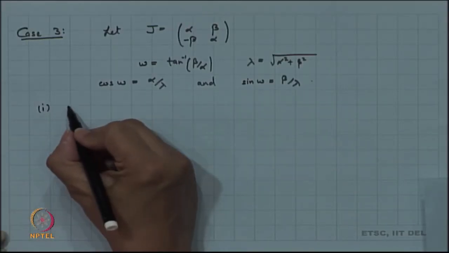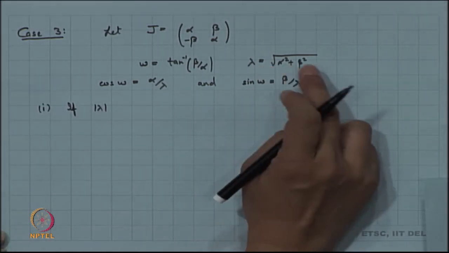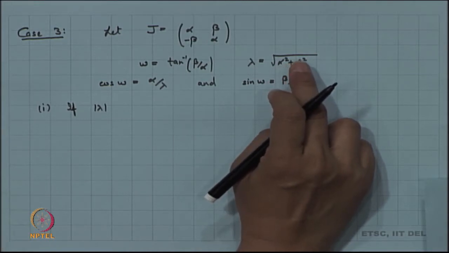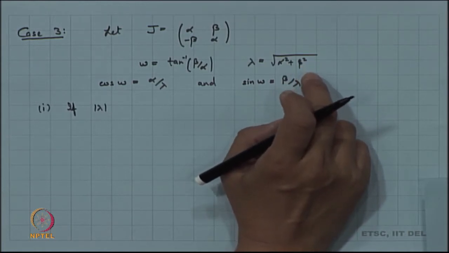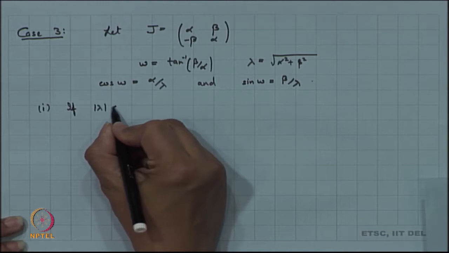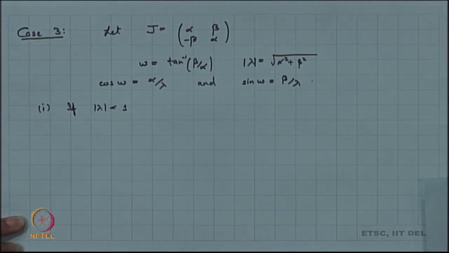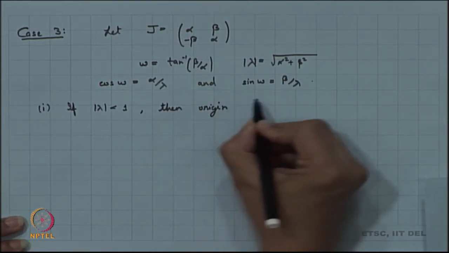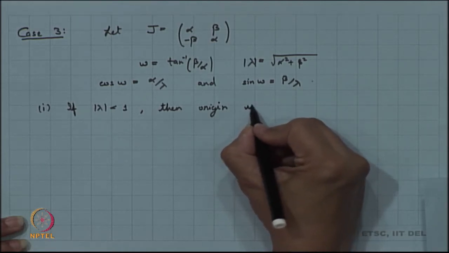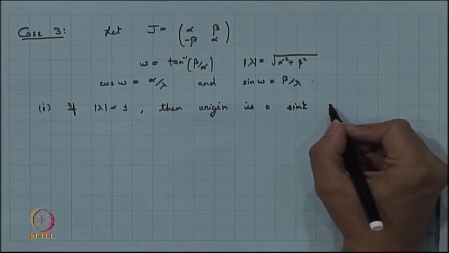So, the first sub case here is if mod of lambda, because we now have this lambda which is basically the modulus of the eigenvalue. So, the eigenvalue is alpha plus beta i, right. So, we are looking into the modulus of the eigenvalue. What happens here is if mod lambda is less than 1, then the origin is a sink with each orbit spiraling towards it.